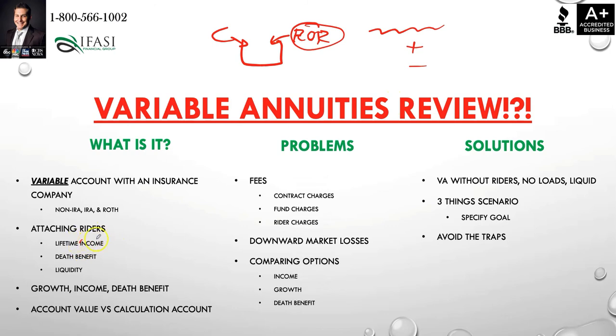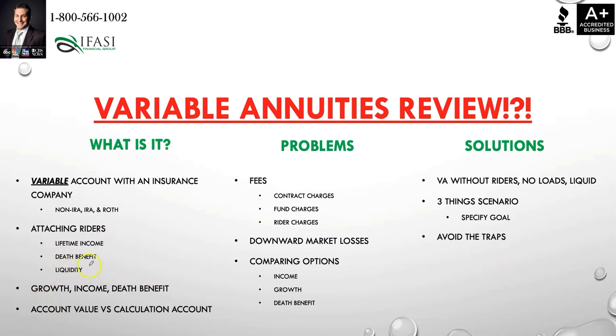If they want to trigger some sort of lifetime income mechanism from this, they could add an income rider. If they also want to produce a death benefit that could potentially be higher than the account balance, they might add a death benefit rider. If they want some further control and to be able to pull their money out in a shorter duration, then they might include a liquidity feature, or a liquidity rider. This is a fee, this is a fee, this is a fee.